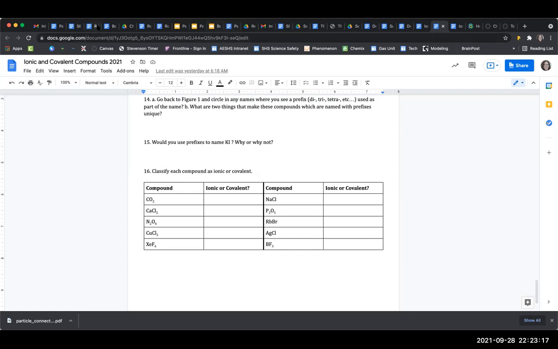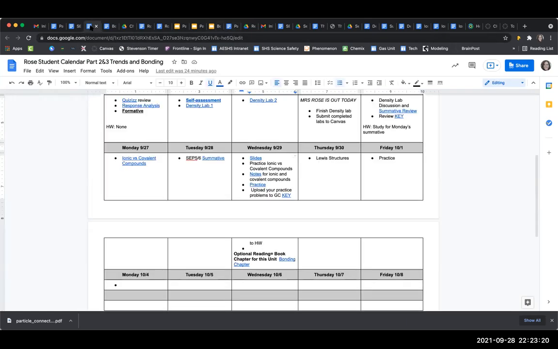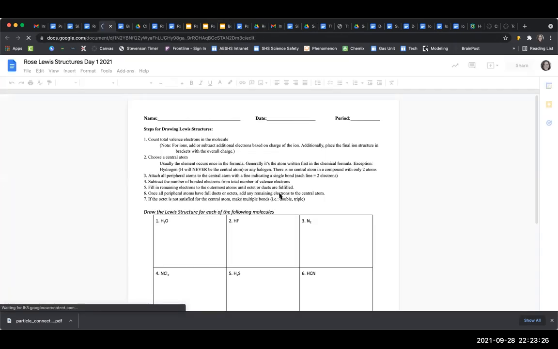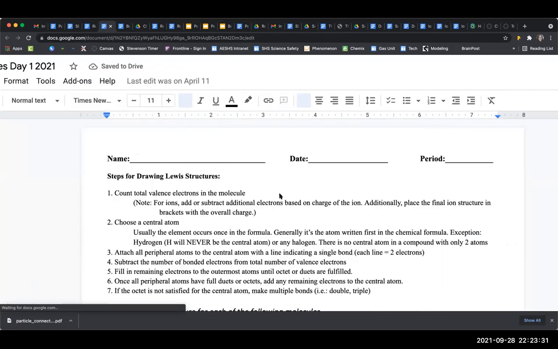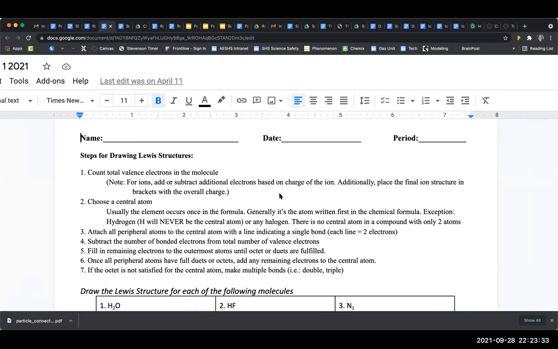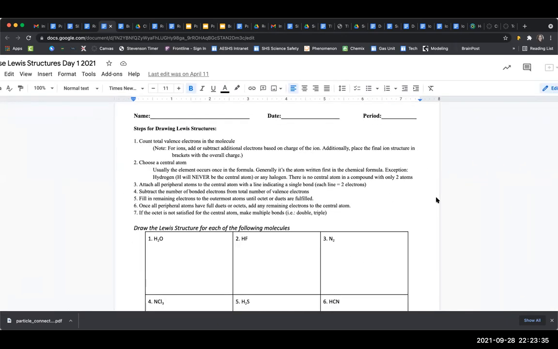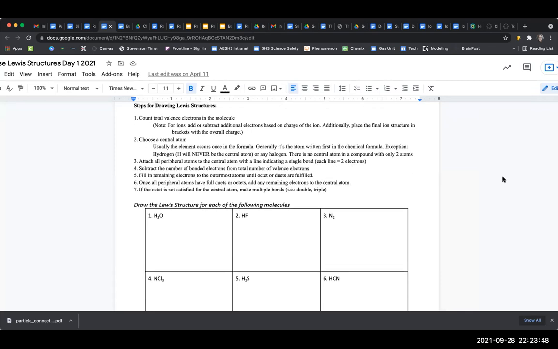Okay, and then the last thing I wanted to show you is how to do a Lewis structure. In this unit, we are really focusing on these covalent compounds. We really won't get to ionic compounds until we start to do reactions towards the end of the semester. So first, we're just going to talk about these covalent compounds, and again, those covalent compounds are 2 or more nonmetals that are coming together and sharing electrons.